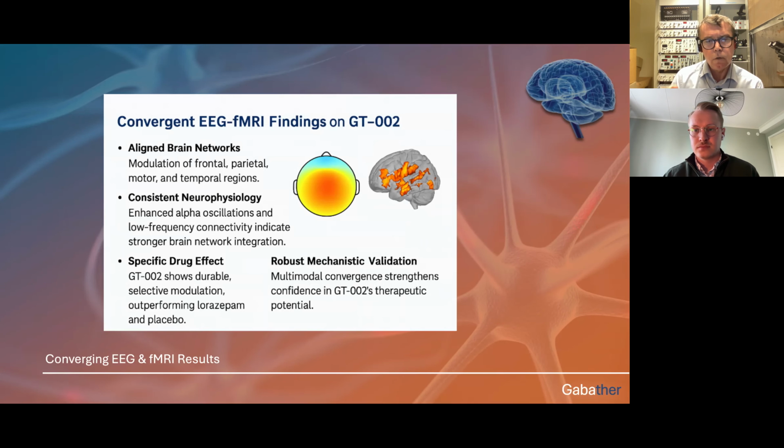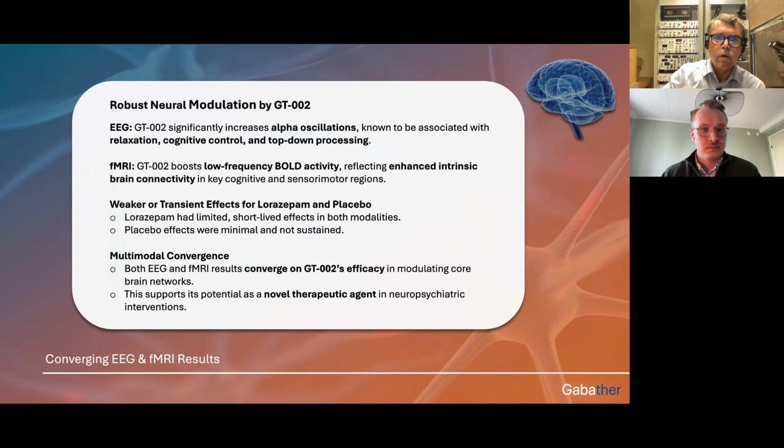If you look at the next slide, if you look at areas that are relevant to cognitive and sensory motor, i.e., how do we process the information from our senses? This can be sound, eyes, touch, smell in the brain. And these areas that are, remember, enhanced, they are positively affected by GT002 as seen in the fMRI. And that is, of course, very, very nice.